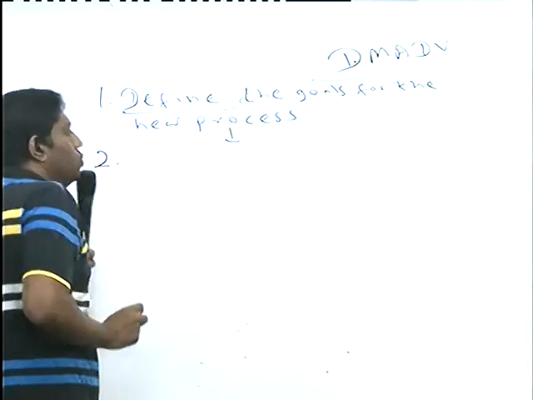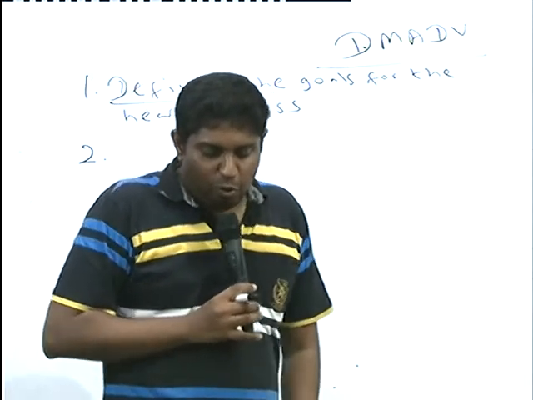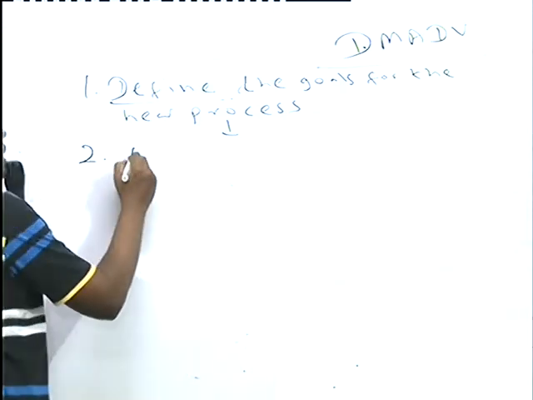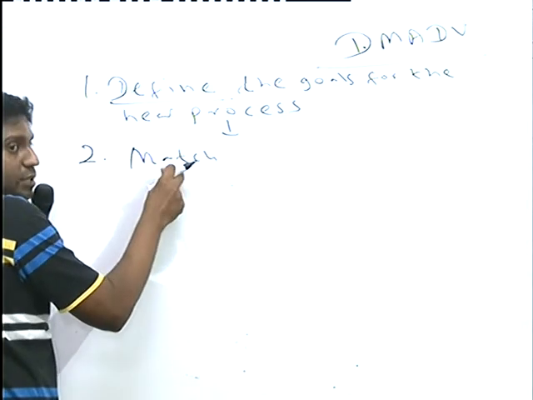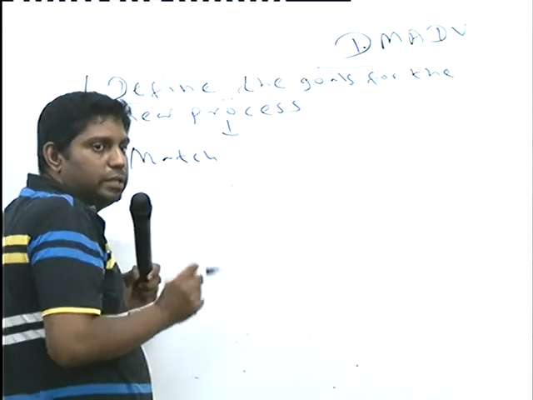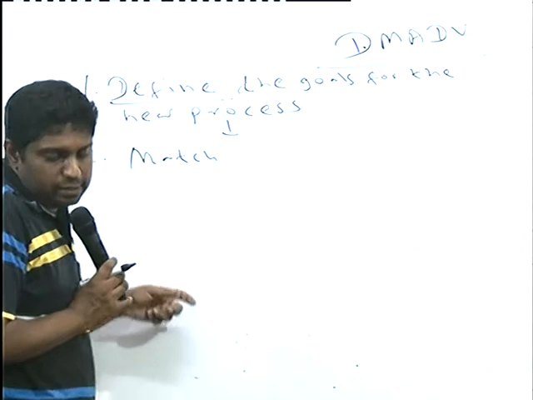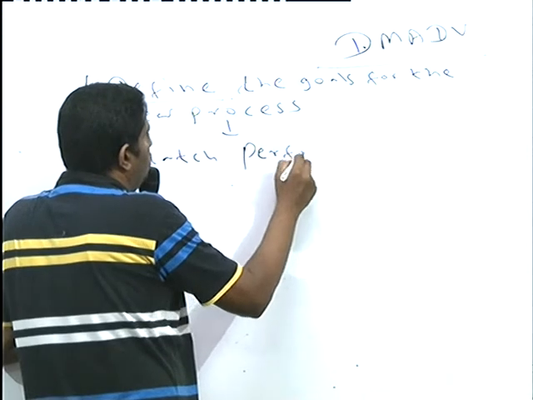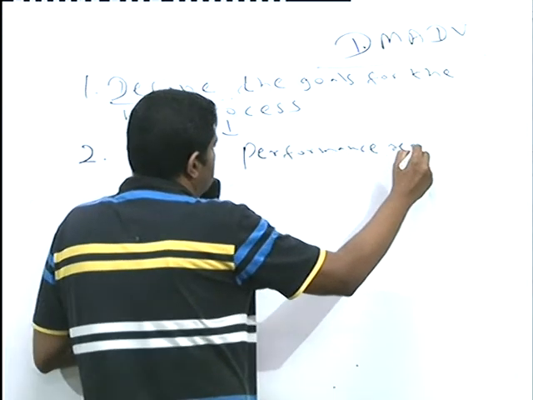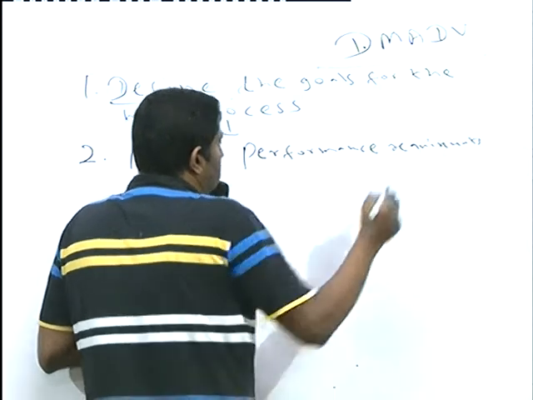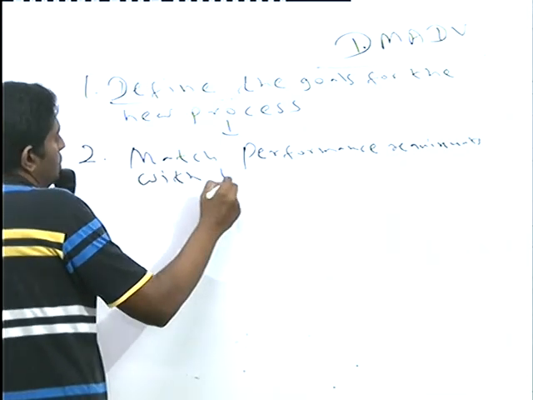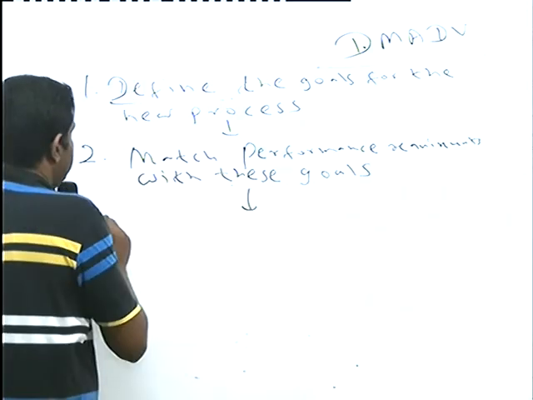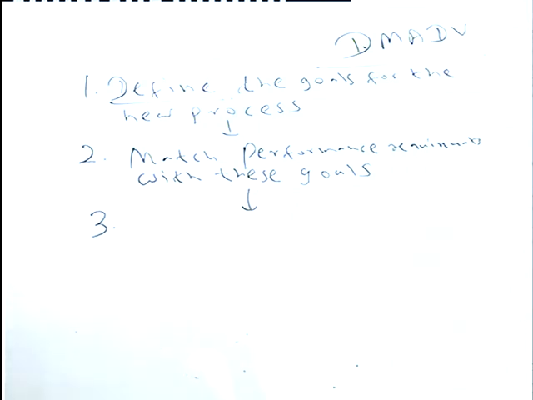Then step number two is match performance requirement with these goals. The M word is match actually. Earlier it was measure, here it is match. Match performance requirement with these goals.